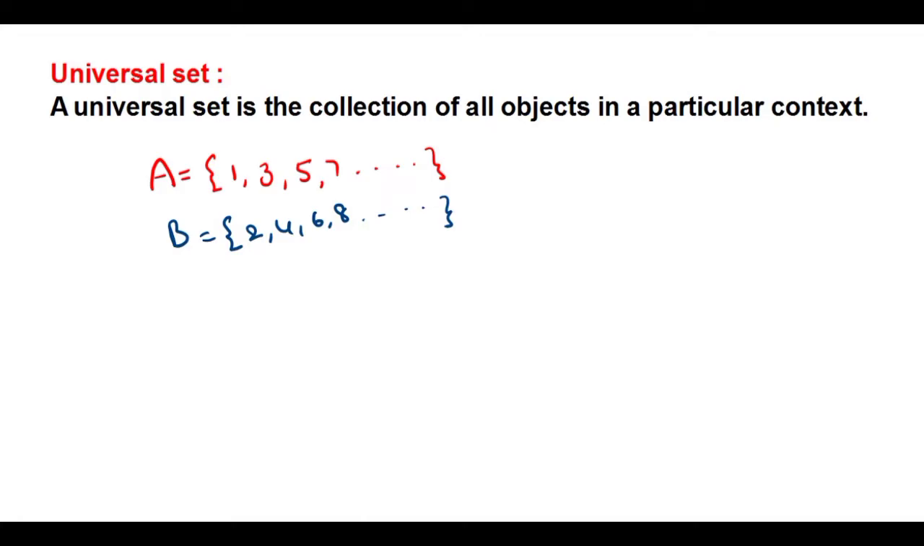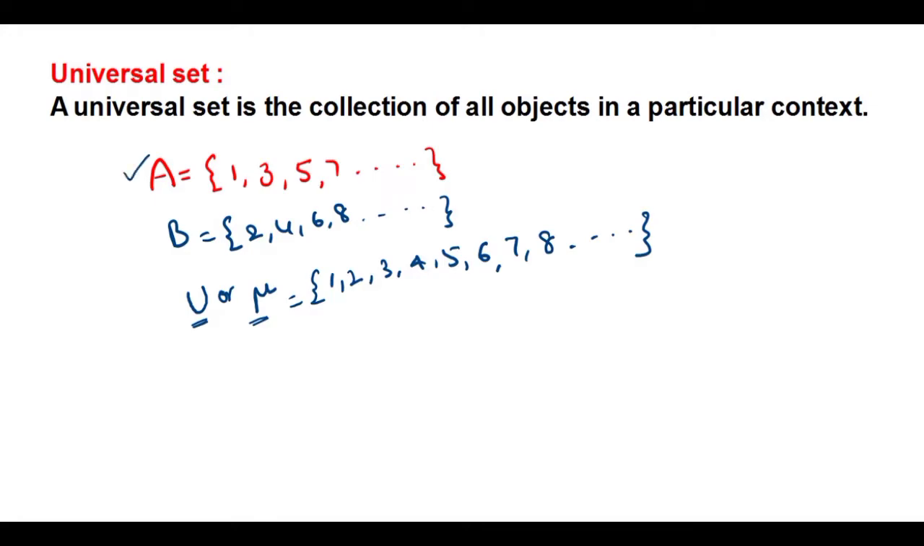This universal set is denoted by U or mu. So this is how we call it, mu. Either symbol U or mu we can use. So what is this? This is 1, 2, 3, 4, 5, 6, 7, 8, and so on. So this is the universal set. In this universal set we have taken the odd number set and the even number set.